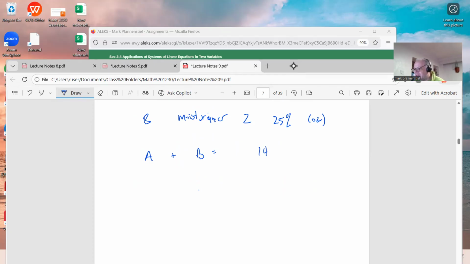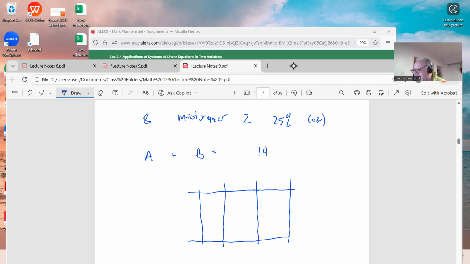I think the way they set you up in the book is they make a little box, which is great. I'm going to go ahead and make a little box. I'm going to say we have A, we have B, we have a total of 14. That's our ounces.